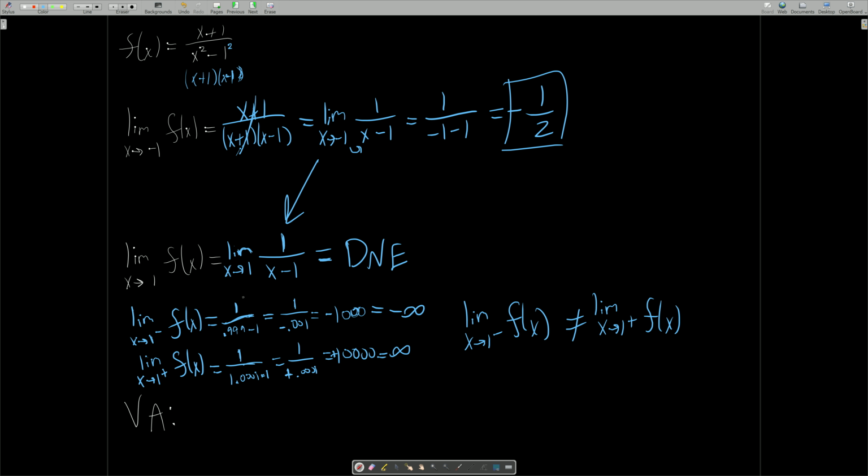And so because of that, we can now write that x equals 1 is a vertical asymptote of f of x. Now this number here, negative 1, isn't a vertical asymptote of f of x. This is merely a hole in the function.